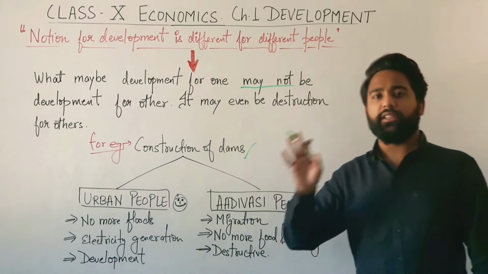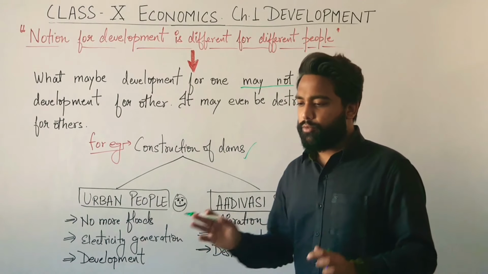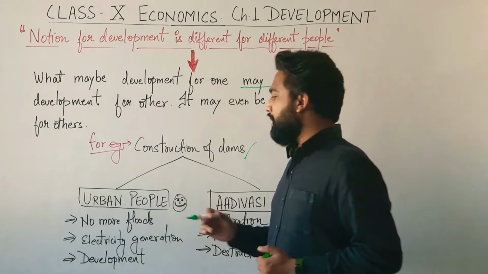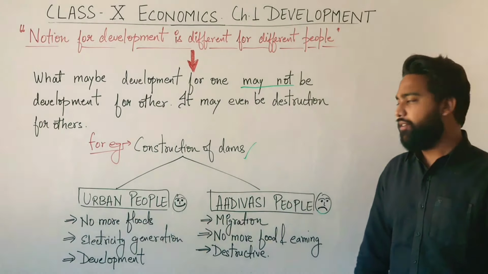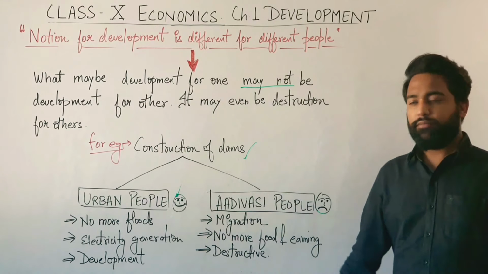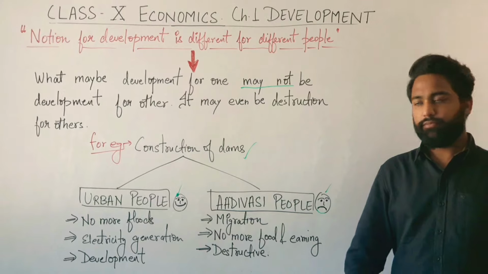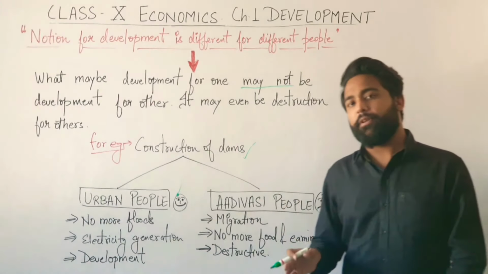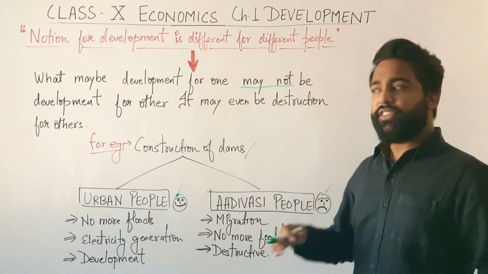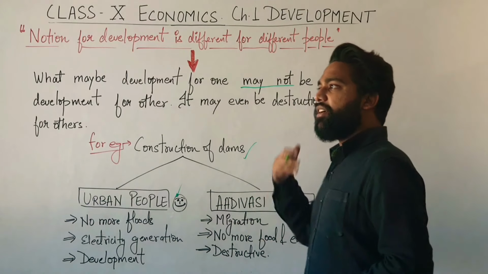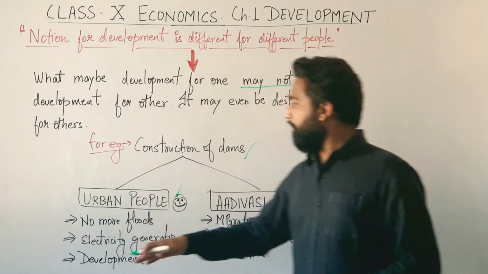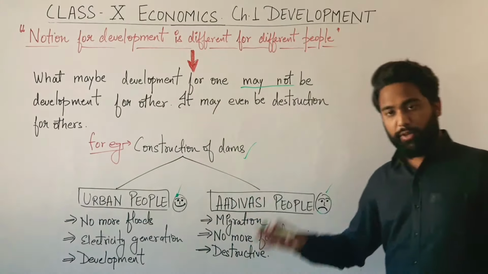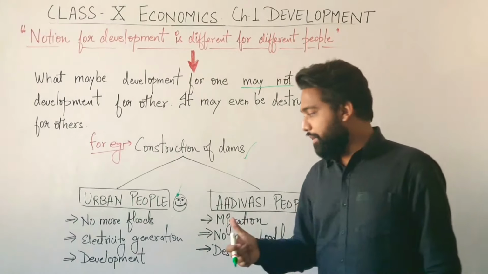Fine. Let's take a classical example of construction of dams. If the state government orders to build a dam on some river, then two groups of people will be affected, the urban people and the Adivasi people. Now, what will urban people face? They will face the problem of no more floods. If they were having floods, after the construction of dams, they won't be facing any kinds of floods. So it's a development for the urban people.